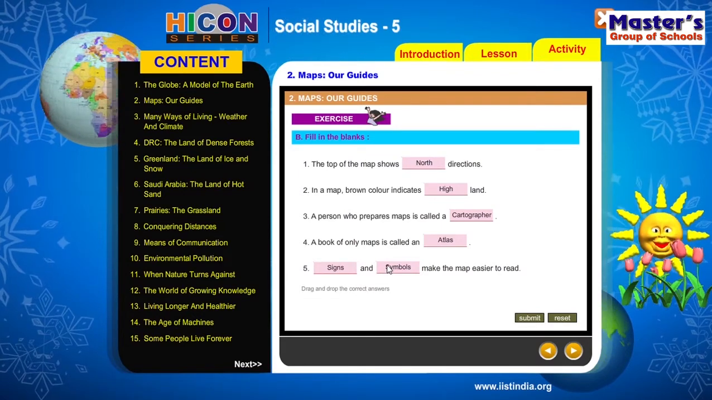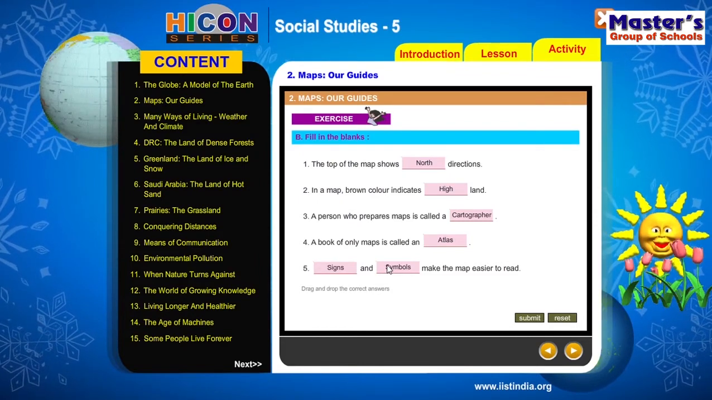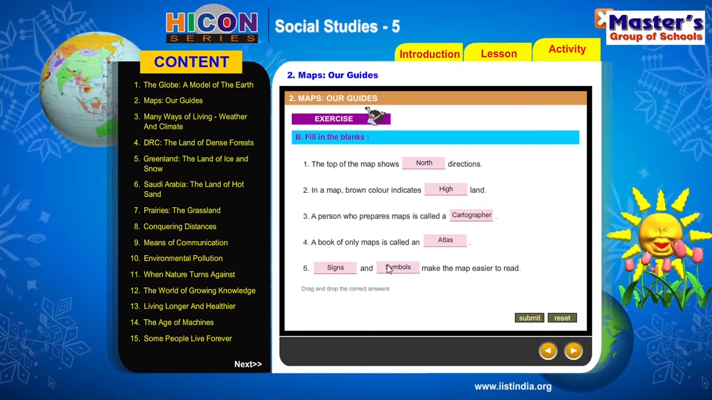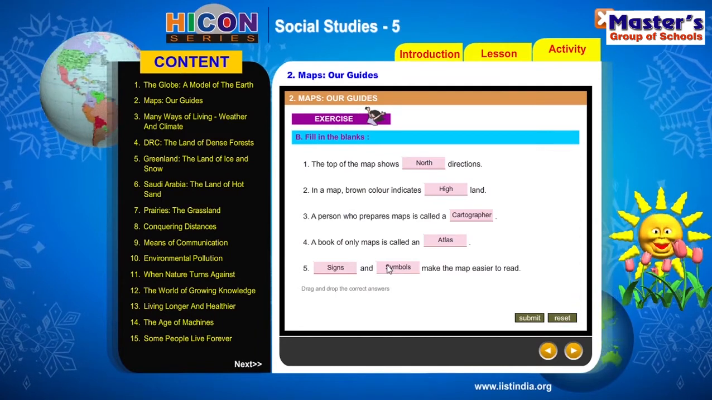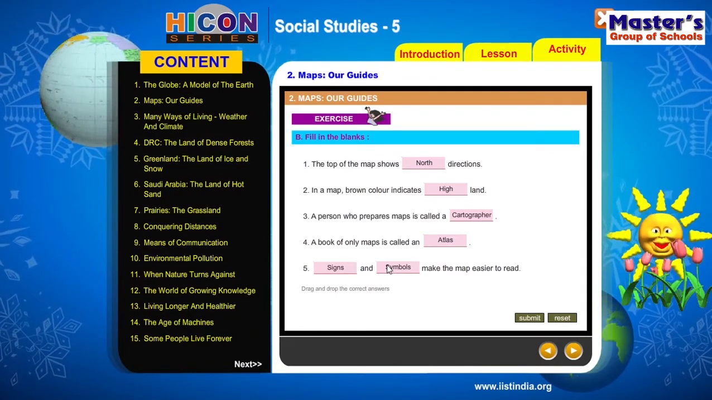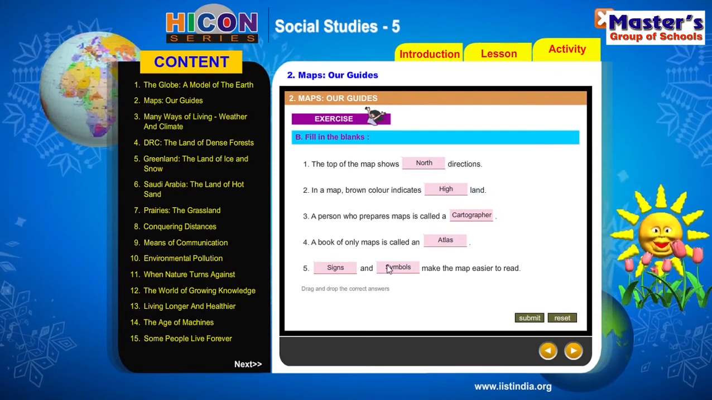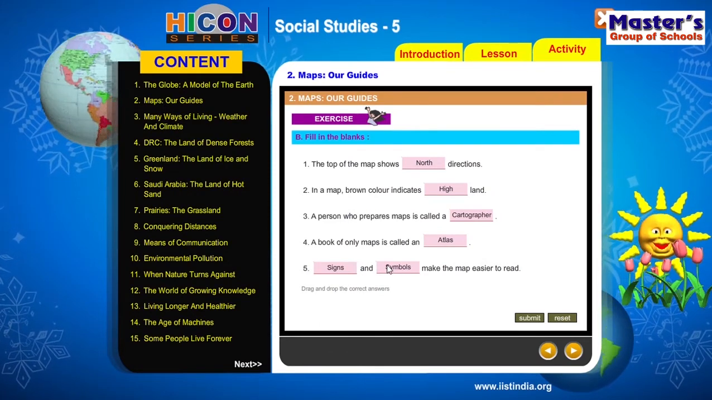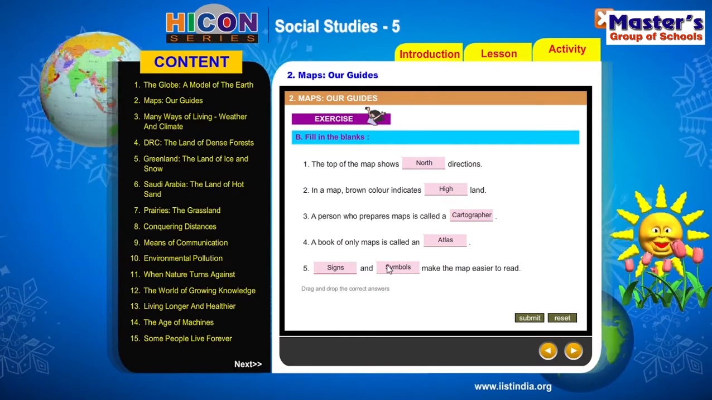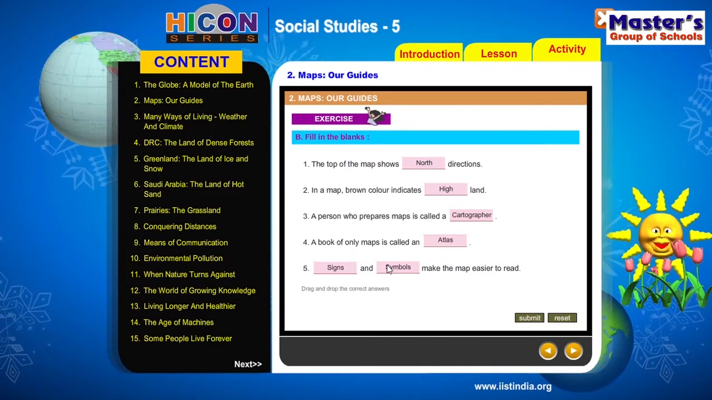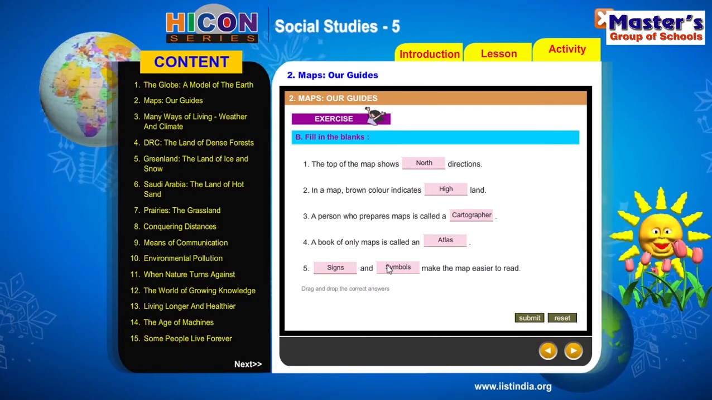Now we will read all the sentences once again. The top of the map shows north direction. In a map, brown color indicates highland. A person who prepares maps is called a cartographer. A book of only maps is called an atlas. Signs and symbols make the map easier to read. Right? Okay. Now I'll keep the page the same for another minute so that you can read all the 5 sentences once again.